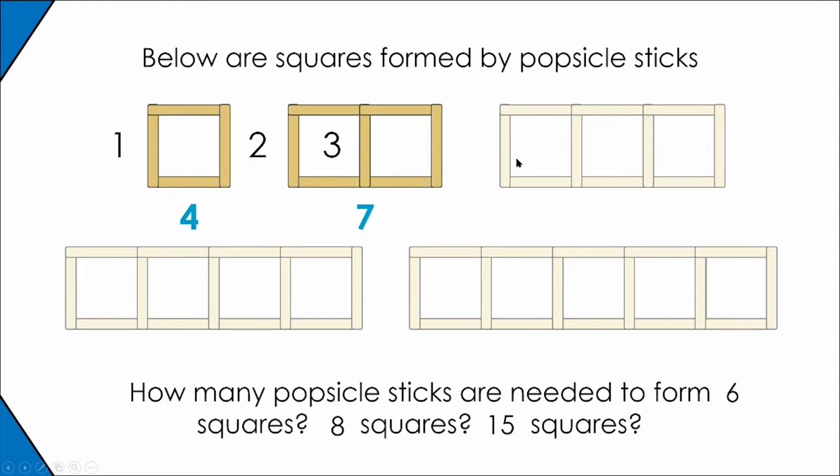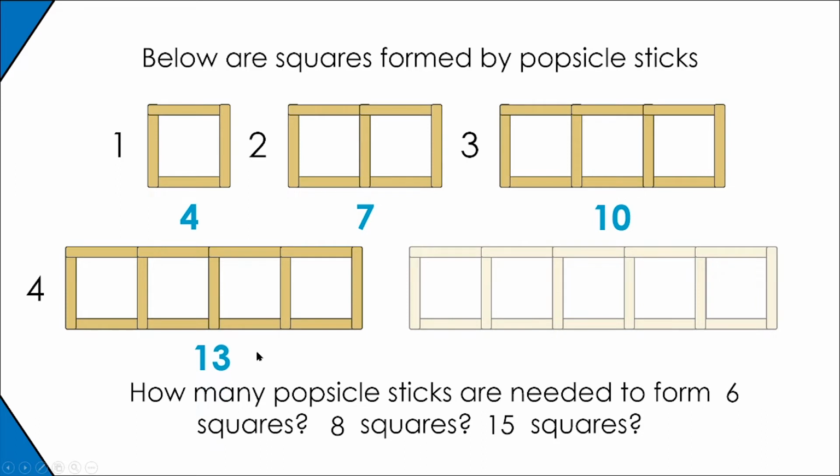How about 3 squares? 1, 2, 3, 4, 5, 6, 7, 8, 9, 10. So we have 10 popsicle sticks. How about 4 squares? 1 up to 13. So we have 13 popsicle sticks. How about 5 squares? 1 up to 16. So we have 16 popsicle sticks.